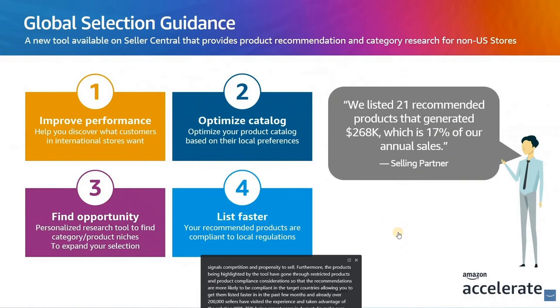To find the tool, on your homepage in Seller Central, under the Global Product Demand card, you can click on Expand Your Products Globally to show the recommendations. Also, in the next few weeks, it should start showing up in the top navigation menu under the Growth tab.